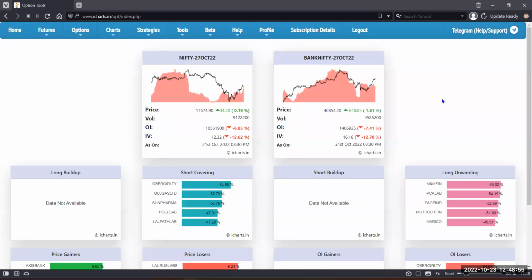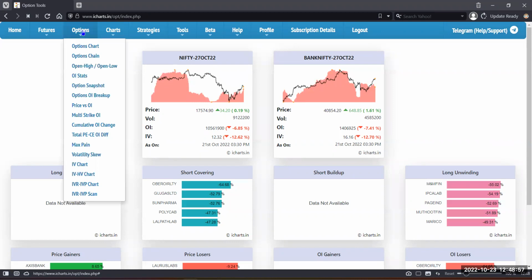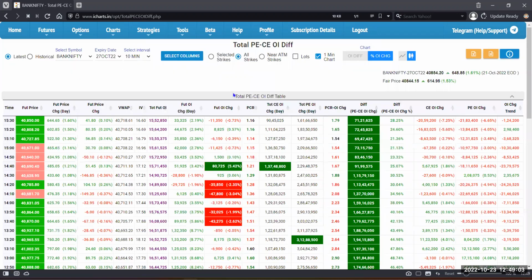Yeah, a detailed overview of the Total PE-CE OI Diff tool. Okay, so I will first give you a detailed idea of the features that are available in this tool, followed by how it could be used. I mean, some of the guidelines on how to use the tool properly.